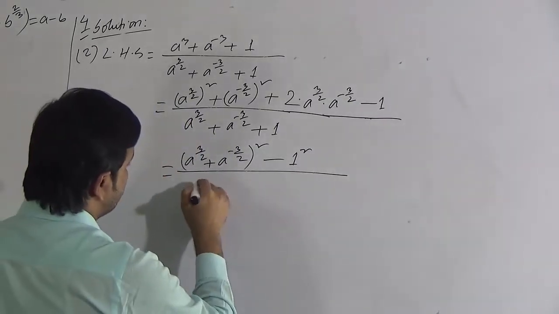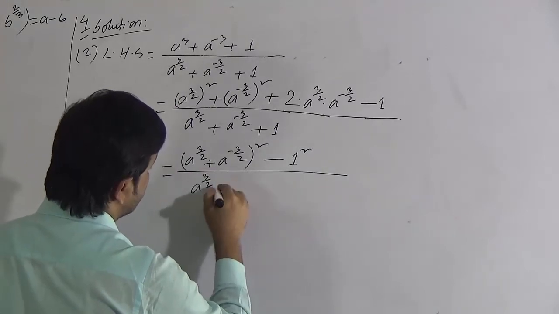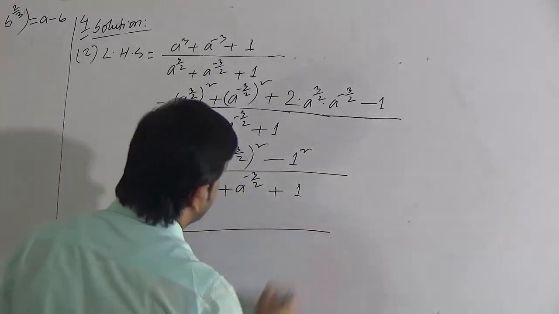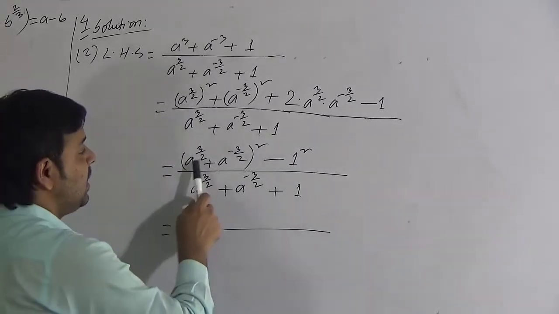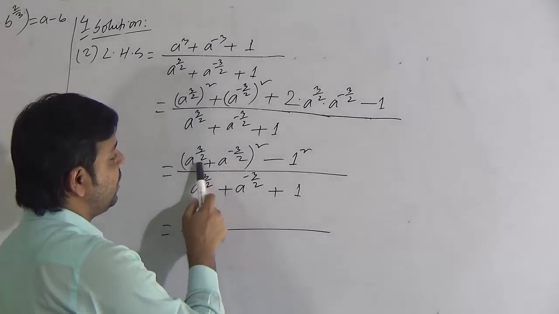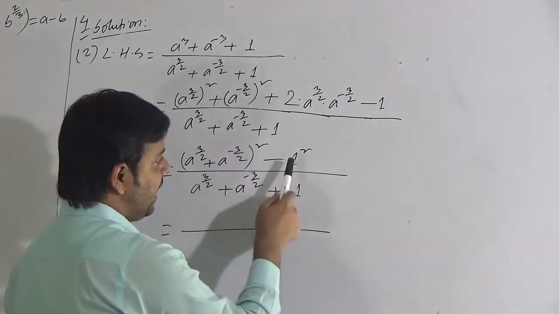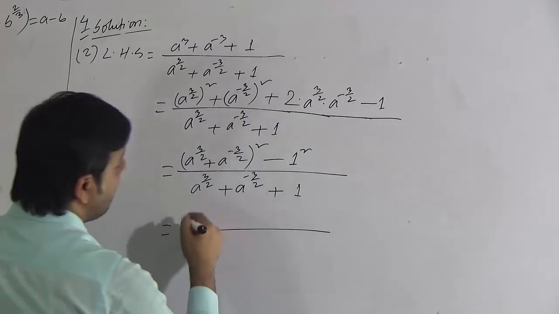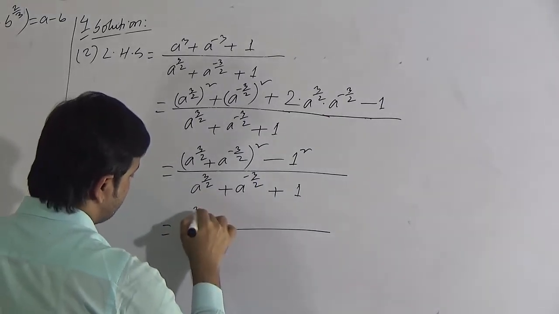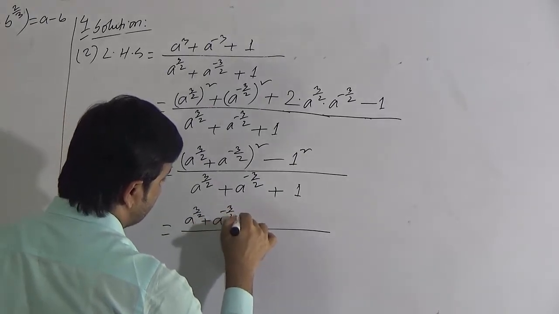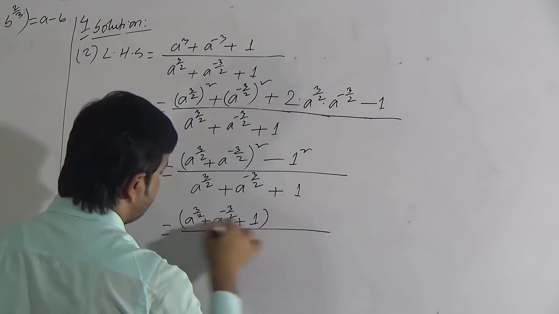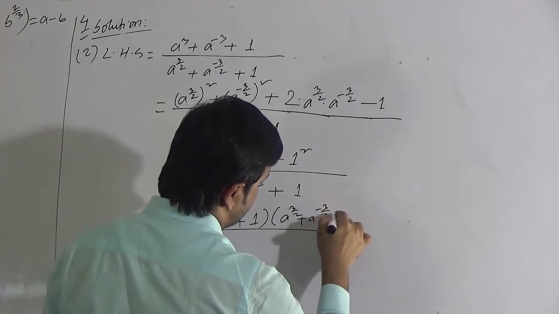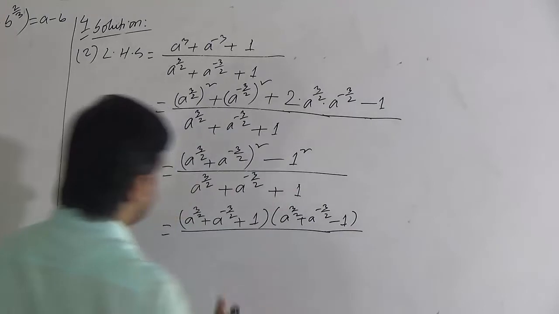So now the denominator all will remain the same. We can write a to the power 3 by 2 plus a to the power minus 3 by 2 plus 1. Now if you try to apply the formula in the numerator, consider a to the power 3 by 2 plus a to the power minus 3 by 2 as a and 1 as b. So this will be a square minus b square. Apply the formula, that is a plus b into a minus b. A means a to the power 3 by 2 plus a to the power minus 3 by 2, minus 1. So I have applied the formula in the numerator.